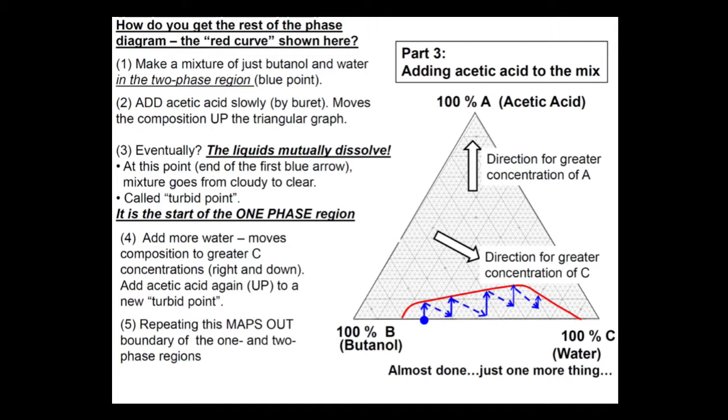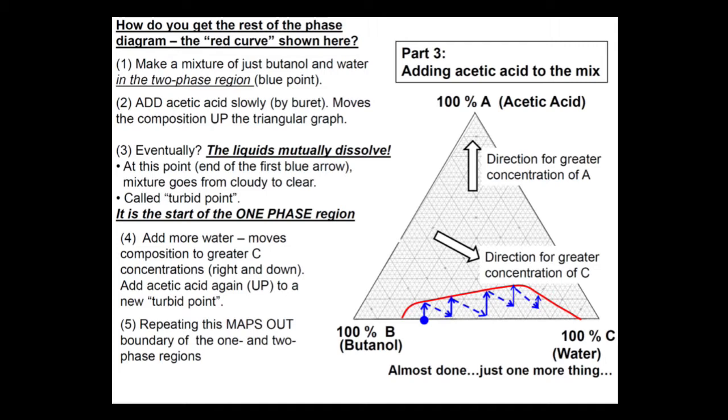All right, so let's take a look at number 1 here, okay? So make a mixture of just butanol and water in the 2 phase region. So look at that nice fat blue point on the bottom of the phase diagram. That's where you're going to start, mixing a significant amount of butanol and water together so that it would be 2 layers. And then what you're going to do, and basically you're going to be stirring this mixture constantly. Now, when you have butanol and water and you're in the 2 phase region and you're stirring the mixture, it's going to be quite cloudy, okay?